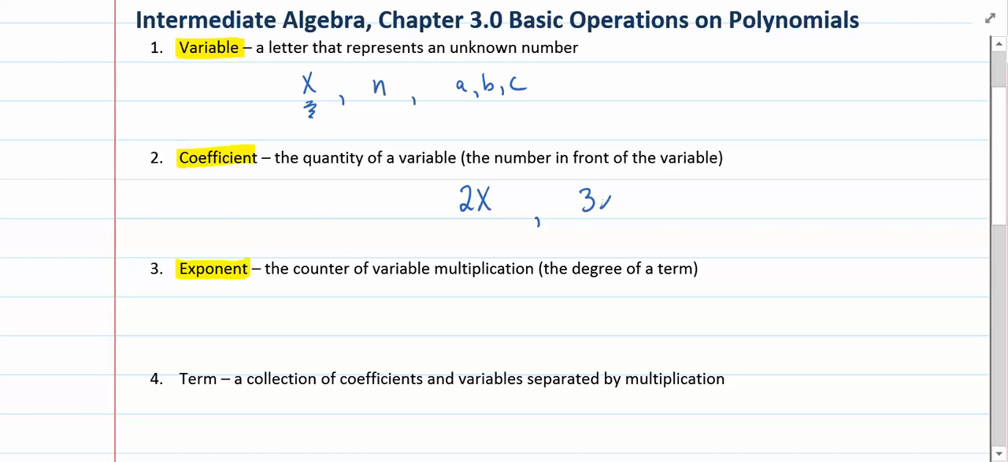I could have a 3x, I could have a 10x, I could have negative 100x, and each of these values in front of the x is what I would call a coefficient. 2, 3, 10, and even negative 100 is a coefficient.